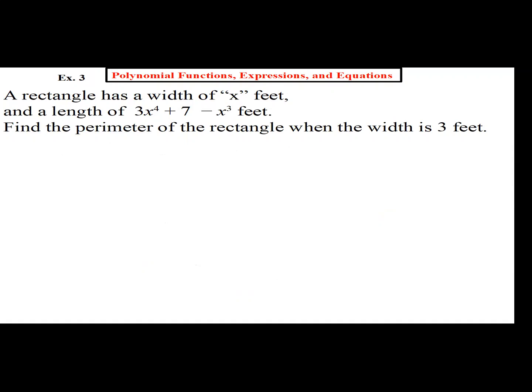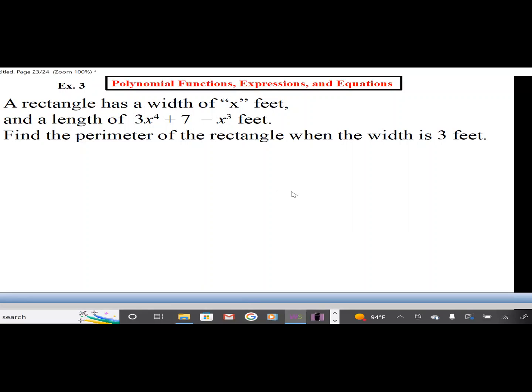All right. So the last problem, example number 3 reads, a rectangle has a width of x, a length of 3x to the fourth plus 7 minus x cubed feet. Find the perimeter of the rectangle. So first things first, as you're finishing up copying that, what figure are they talking about? So the first thing you're going to do is draw a rectangle. Nice and straight like mine. Bam, there it is.